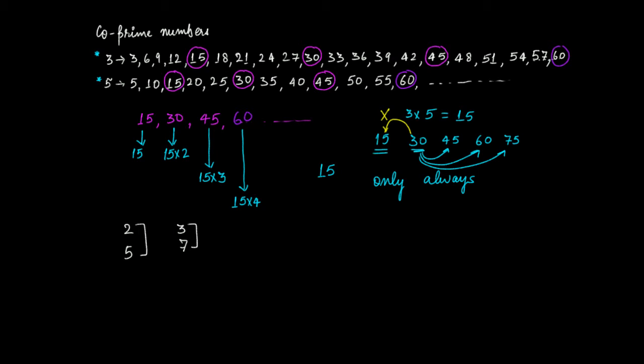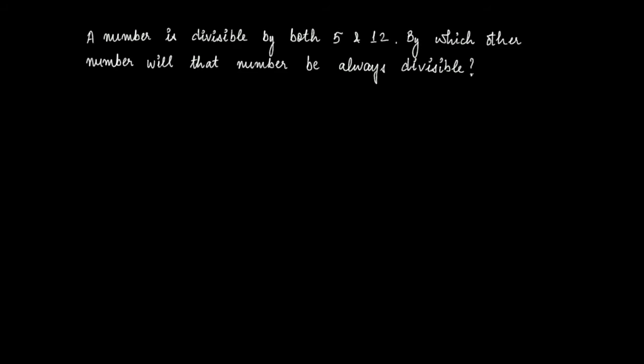Here, since we have discussed this divisibility rule involving two co-prime numbers, why not solve a problem here? It's time to solve a problem. Just focus on this problem. The problem is: a number is divisible by both 5 and 12. By which other number will that number always be divisible?